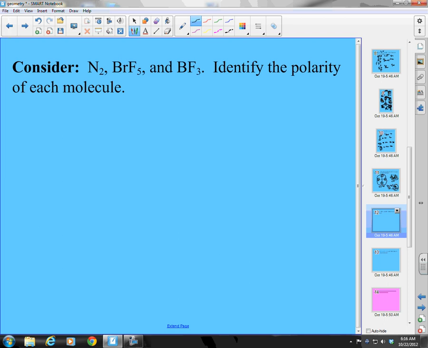All right. Nitrogen, and we have these pictures already here, right? Here's my nitrogen. It is linear. I have the same thing on both sides, so this is what? Non-polar. Next, bromine. Let's get this right.